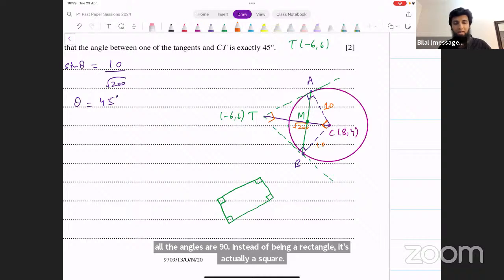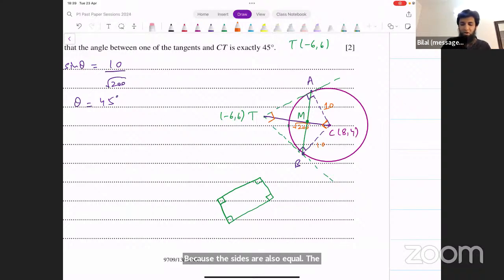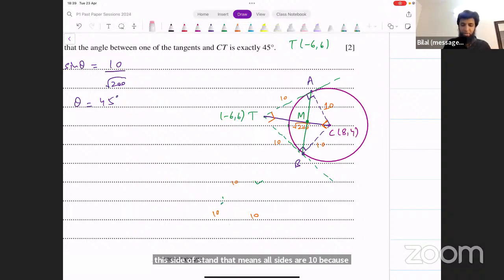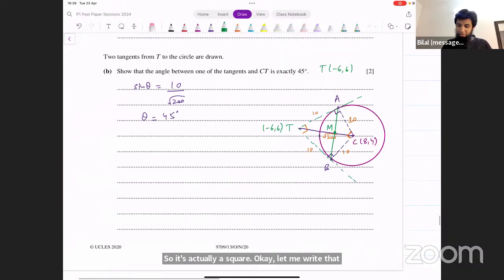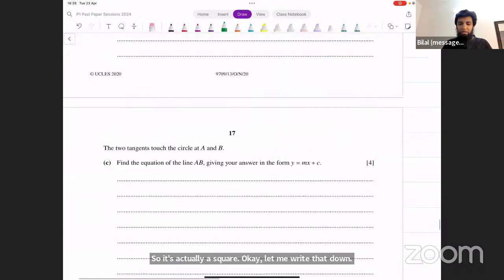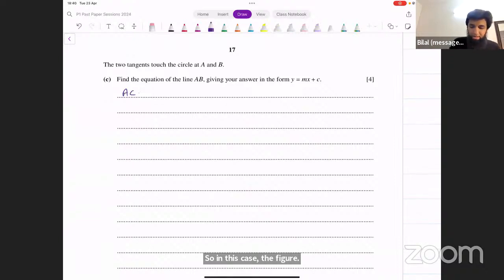The angles are all 90 and the sides are all equal because these sides are 10 and the angles are 90. The other sides are also supposed to be 10 then. Because in a rectangle, if this side is 10 and this side is 10, that means all sides are 10 because the opposite sides have to be equal to each other. So it's actually a square. Okay, let me write that down here. So in this case, the figure ACBT is basically a square.